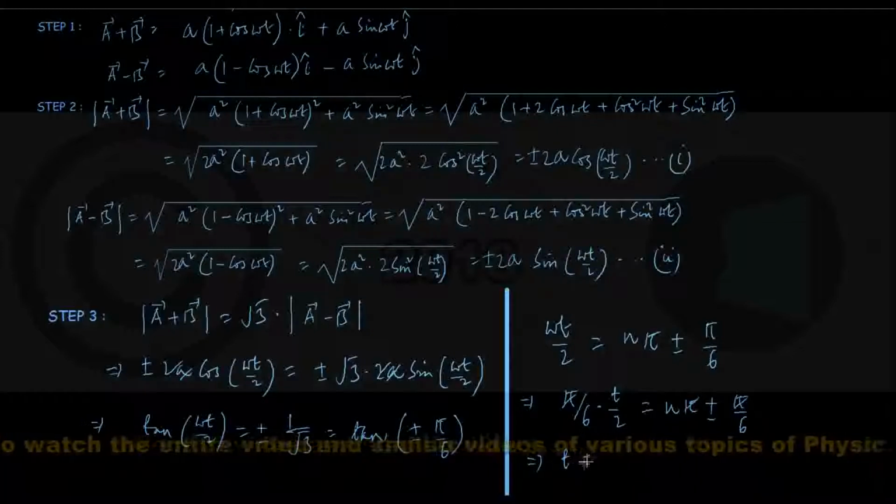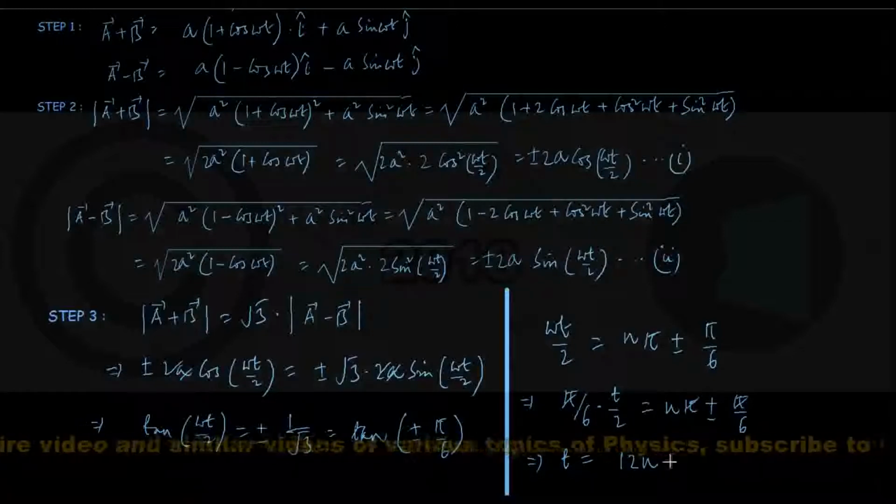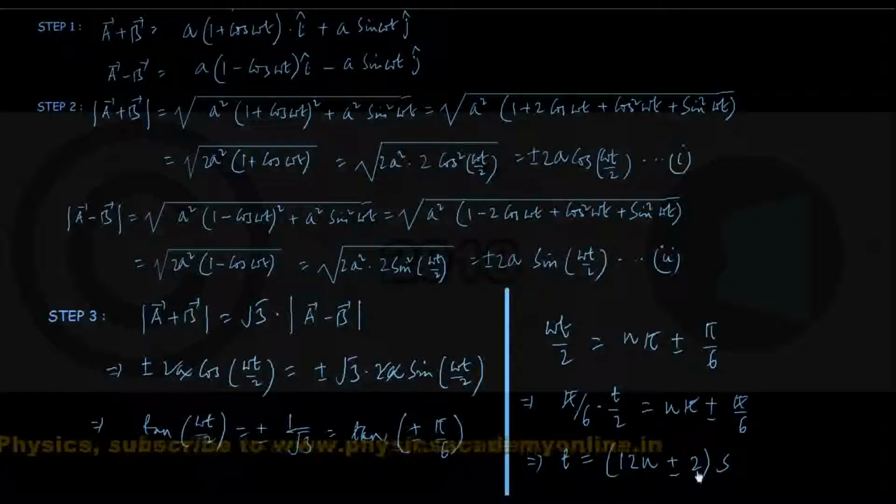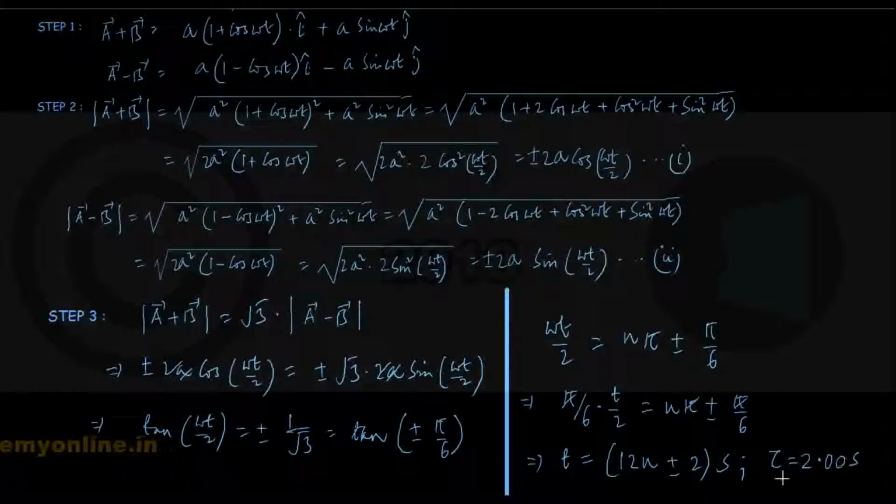You are having t equal to 12n plus minus 2 in seconds. Looking for the smallest realistic value of t, you put n equal to 0. You get t equal to 2 seconds, and that is the smallest realistic value of t, and that is also the answer of the problem. So you conclude that the smallest possible value of t, that is tau, is 2.00 seconds, and that is the correct answer.